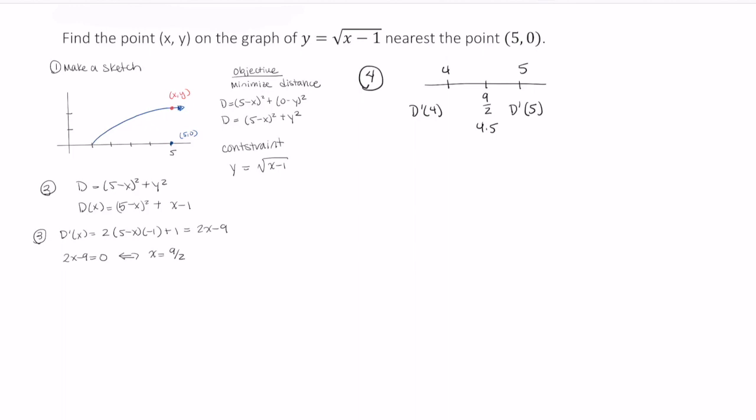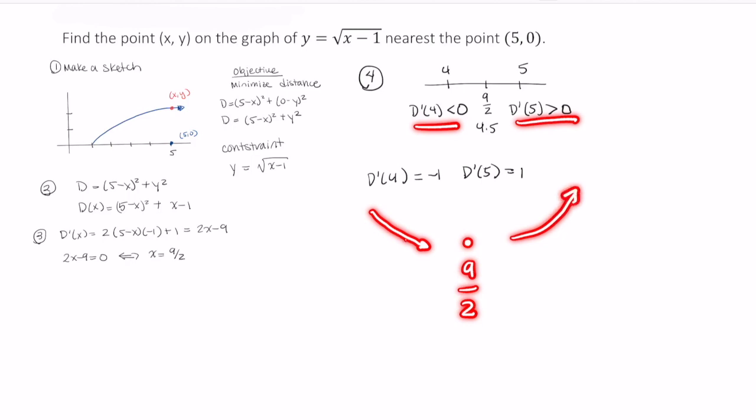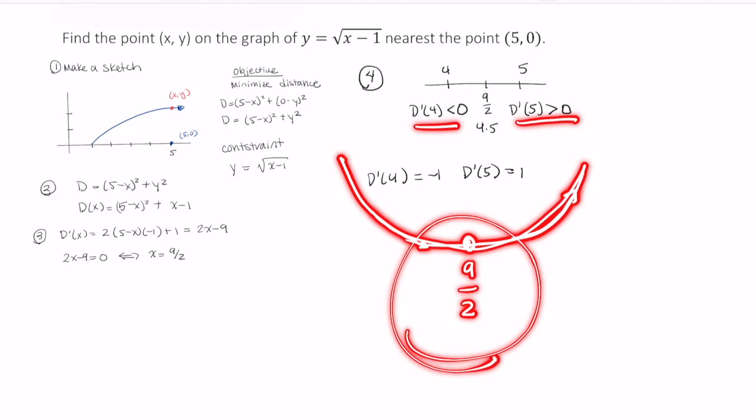So D prime of 4 is going to equal 8 minus 9, which is negative 1, so this is less than 0. D prime of 5 is going to equal 10 minus 9, which is just 1, so this is greater than 0. As the slope to the left of 9/2 is decreasing, and the slope to the right of 9/2 is increasing, it's clear that this will form a minimum at 9/2.